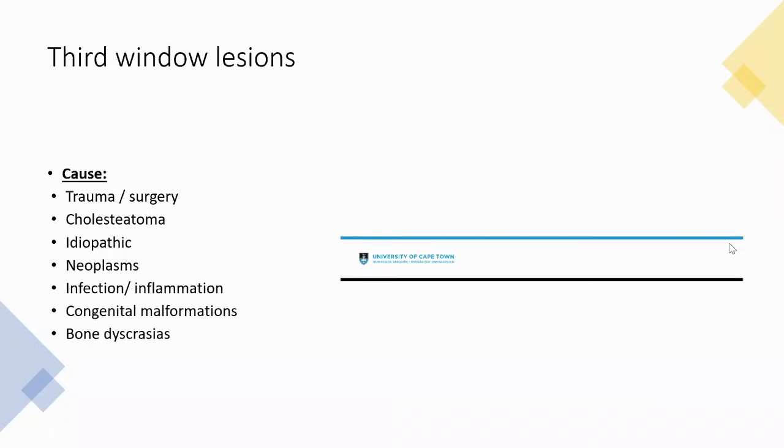If we look at third window lesions and we categorize them according to cause, this is fairly easy for exam purposes. If you just go through your regular DIM-TOP acronym, I think you'll be able to mention most of these. So third window lesions, if you're looking at causes: trauma, surgery, something like cholesteatoma, could be idiopathic, anything that's eroding bones, so neoplasms, previous infections, inflammation, congenital malformations, and bony dyscrasias.